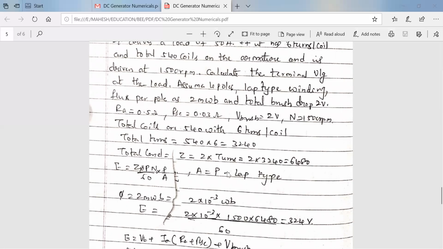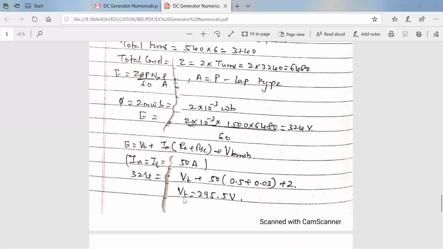So once you know the number of conductors, we know the general formula for the EMF equation, that is E equals Z phi N divided by 60 into P by A. As it is lap connected, A is always equal to P. So substitute the values and remember the phi is given in milliwebers, so 2 into 10 raised to minus 3 webers.